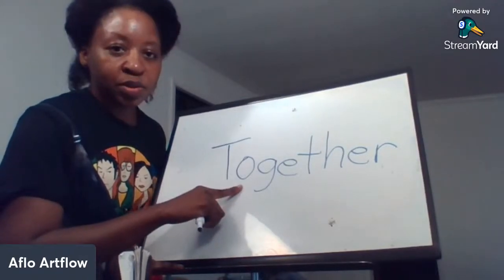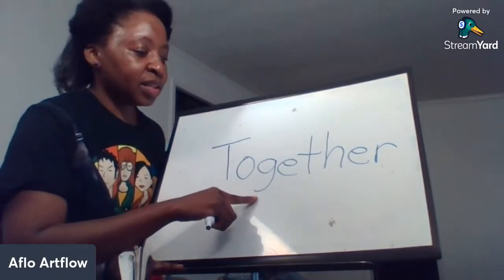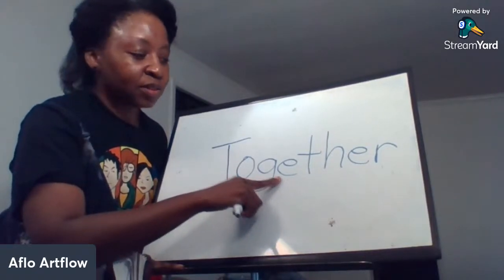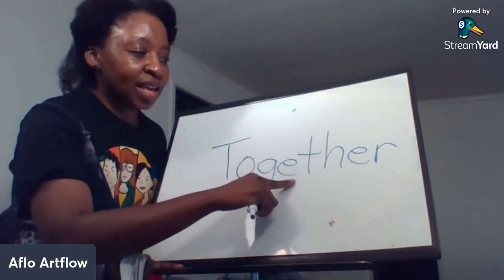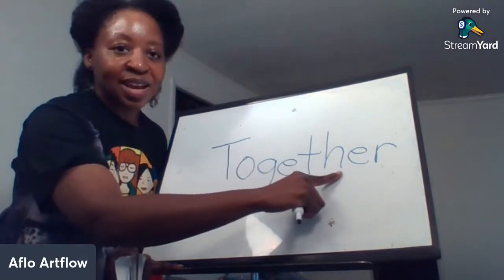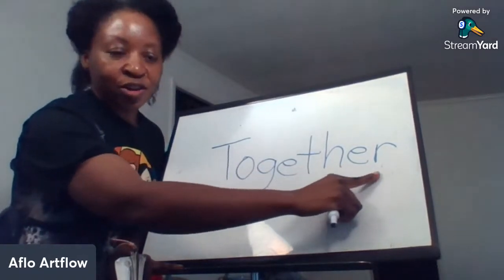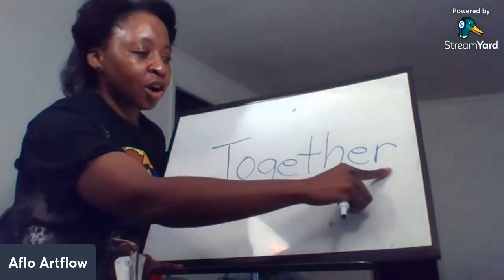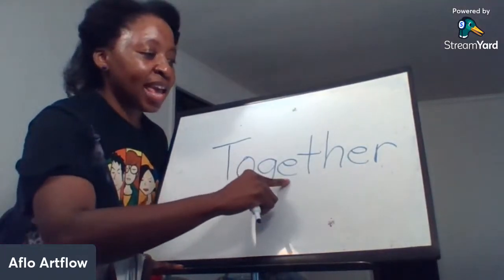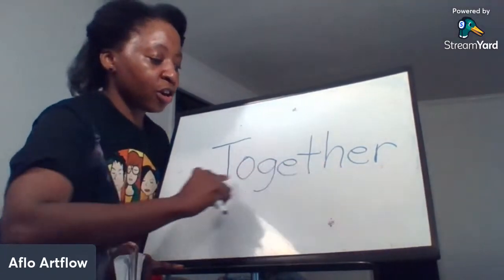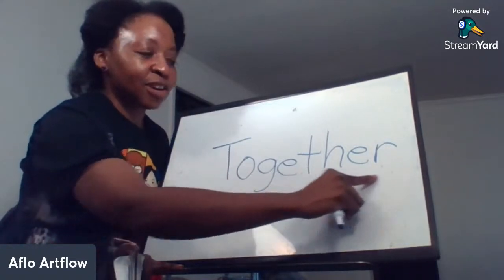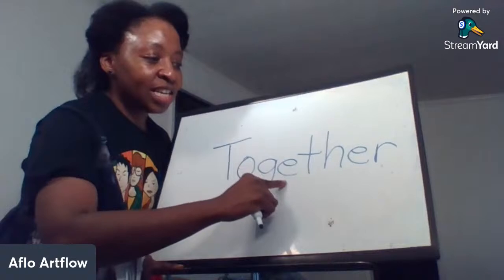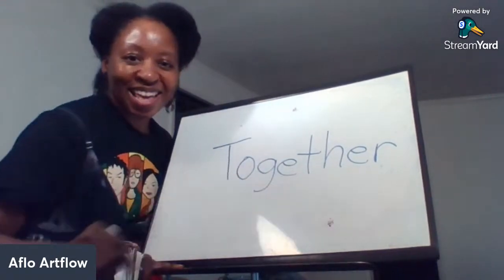T-O is the word to. G has the G sound. E has the uh sound. TH has the th sound. ER. To, ge, ther. Together. Together. TOGETHER.